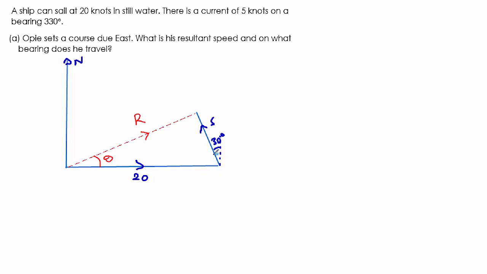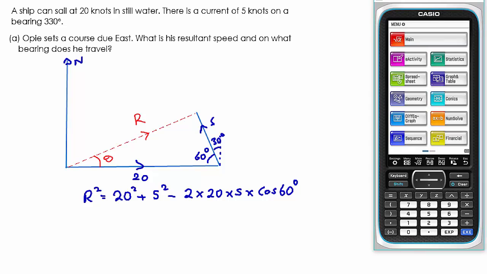Well, we know that this angle just here is 60 degrees because this was east and that's north. If that's 30, this must be 60. So we can use the cosine rule. So r squared would be 20 squared plus 5 squared, take away 2 multiplied by 20 multiplied by 5 multiplied by cos 60 degrees. So we can calculate that.